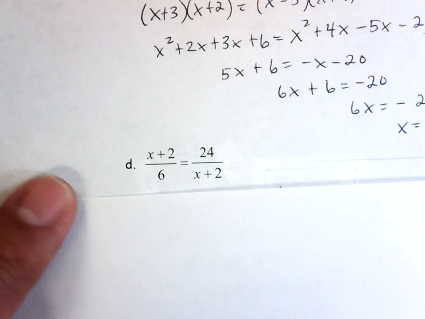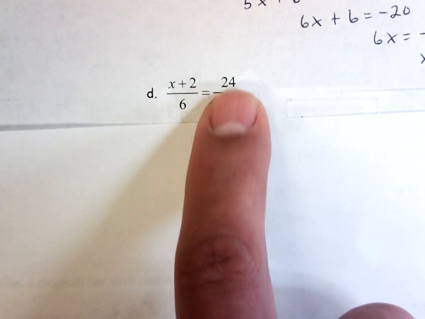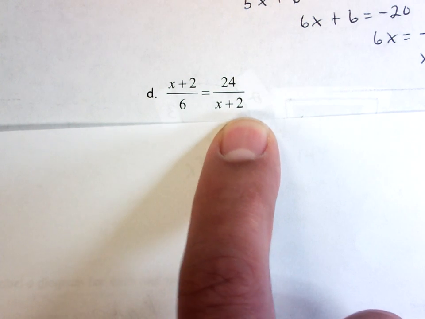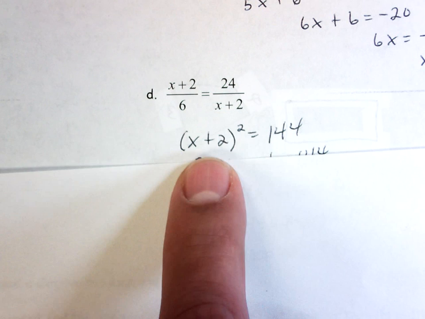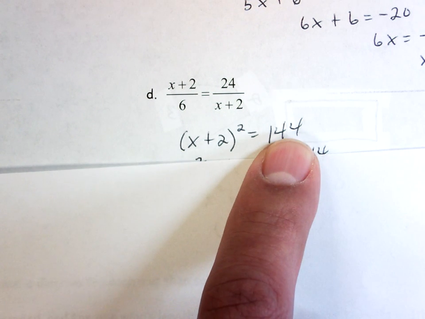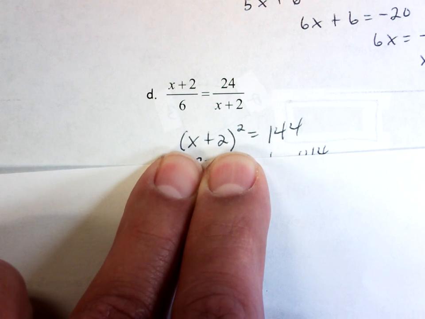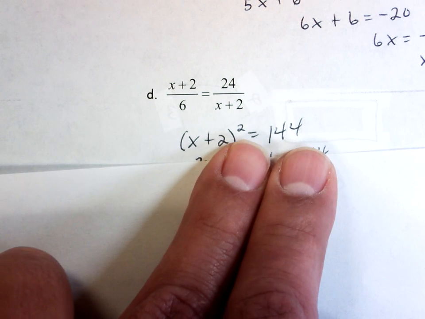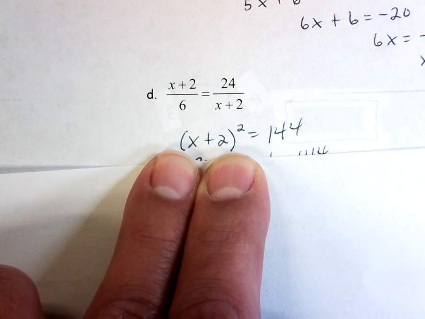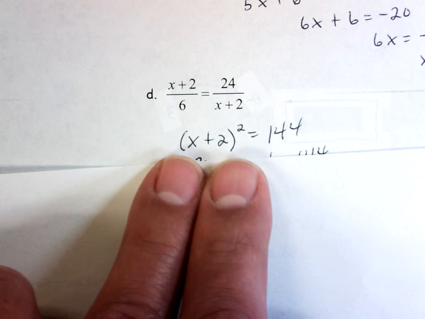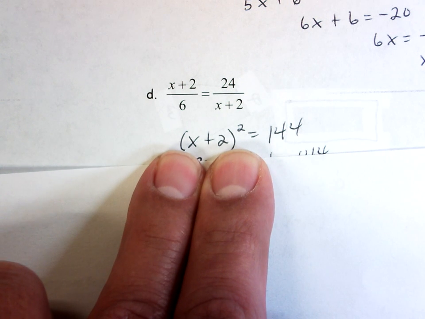Alright. I have x plus 2 over 6 equals 24 over x plus 2. I can cross multiply. So I've got to do x plus 2 times x plus 2, which is just x plus 2 squared, equals 144. Now again, I could sort of stop here. If I'm squaring x plus 2 and I'm getting 144, then what does x plus 2 have to be equal to? Think about that for a second. I'm going to go ahead and work this out. But if I'm squaring x plus 2 and getting 144, what does x plus 2 have to be equal to? And that's a shorter way.